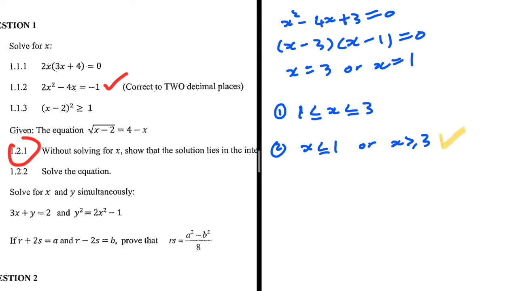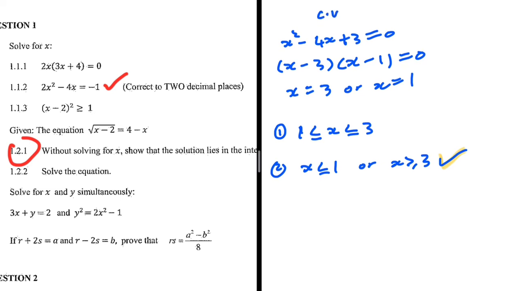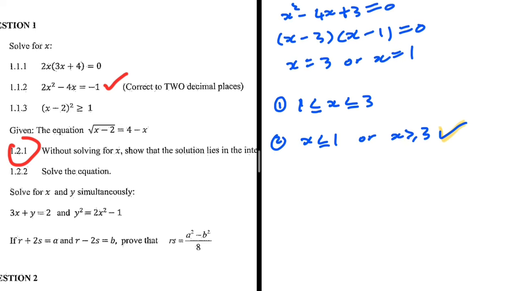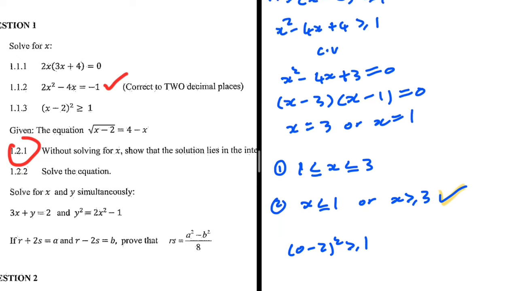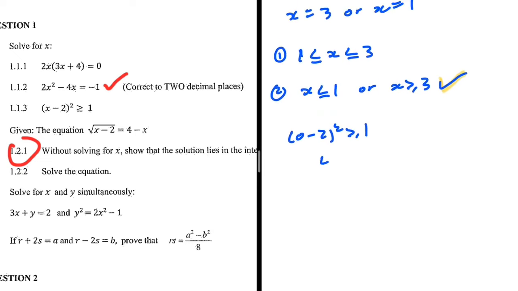But let's just go ahead and test it out for the sake of clarity. Well, we're saying that x is less than 1 or x is greater than 3. Let's take a number less than 1. A number less than 1 is 0. So take a look at this. We're going to have 0 minus 2 squared being greater or equals to 1. Obviously, 4 is greater or equals to 1. Our inequality is satisfied.